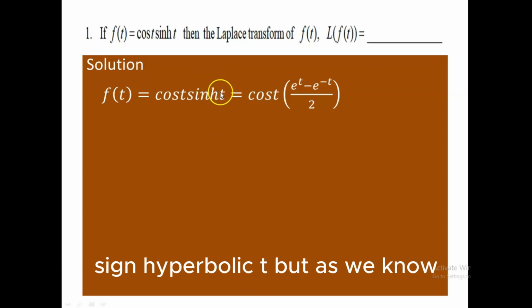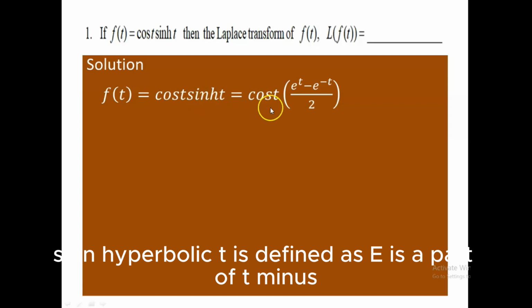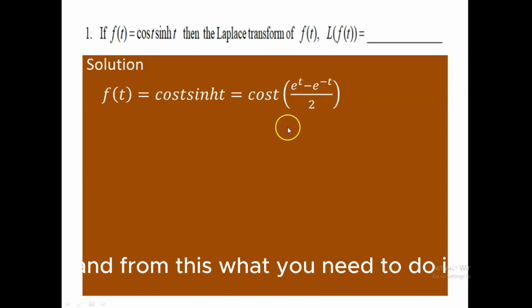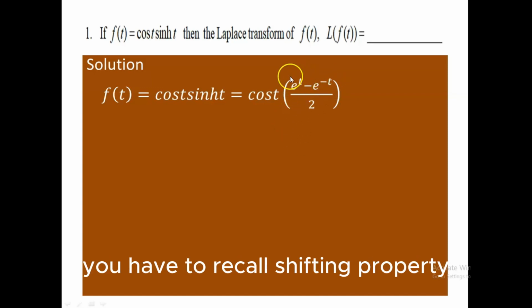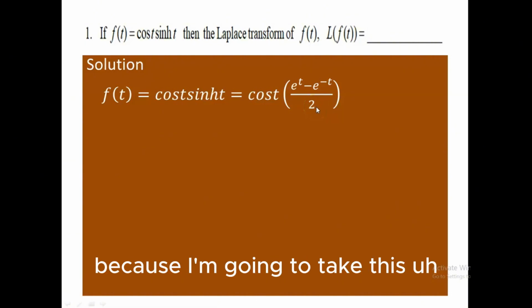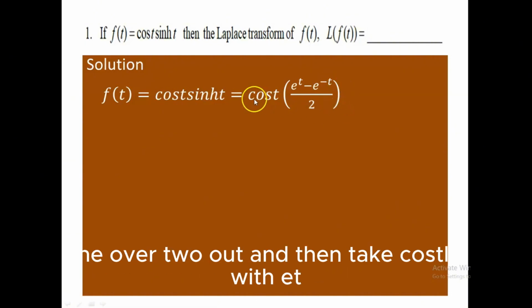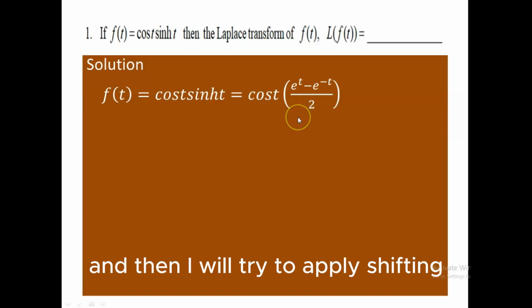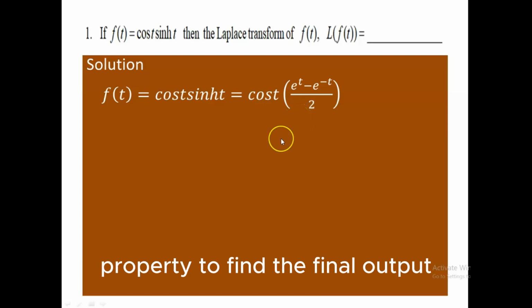But as we know, sinh t is defined as e to the power of t minus e to the power of negative t, divided by 2. From this, what you need to do is recall the shifting property. I'm going to take this 1 over 2 out and then take cos t with e to the power of t, as well as cos t with e to the power of minus t, and then apply the shifting property to find the final output.